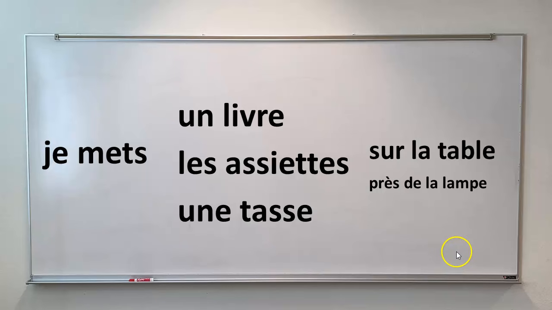If I want to say I put a book close to the lamp, then I would say je mets un livre près de la lampe. I put the plates close to the lamp. Je mets les assiettes près de la lampe. I put a cup close to the lamp. Je mets une tasse près de la lampe.